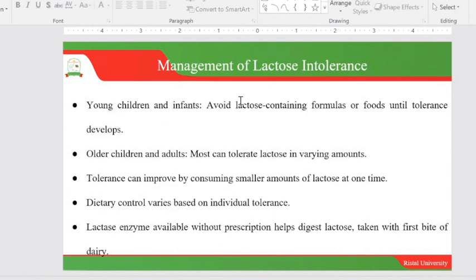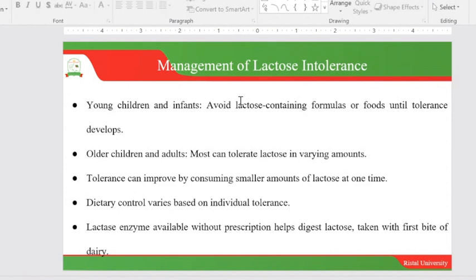we try as much as possible to avoid those foods and formulas that contain lactose. And in the older adults, most can tolerate lactose in varying amounts. So you can only give as much dairy products as the person can tolerate. And also, tolerance can improve by consuming small amounts of lactose at one time. Okay, yeah, you take bits by bits.